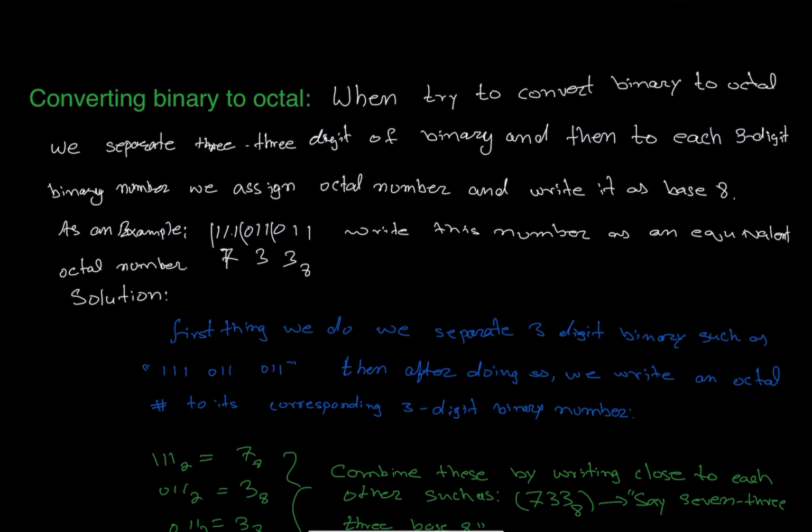That's what we mean. We separate all these digits starting from the right. So we got 3 right there, 3 right there, 3 right there, and then we assign each 3 binary bits to its octal representation.